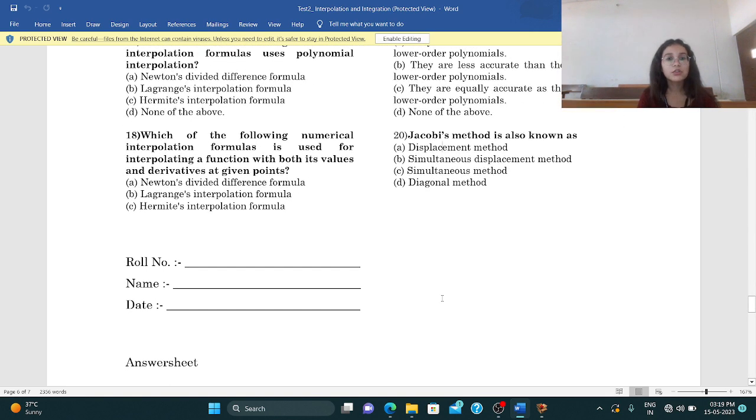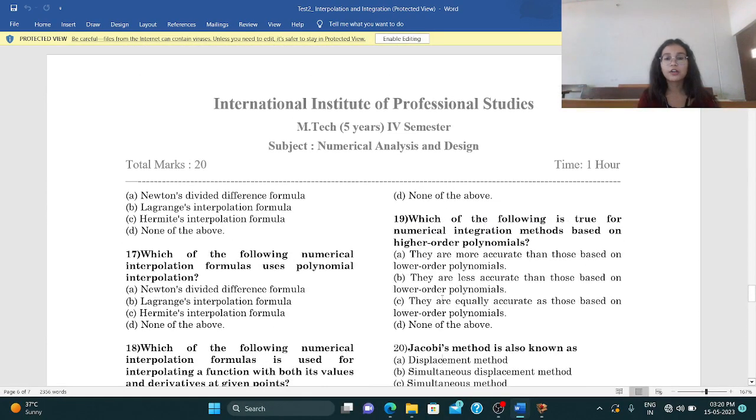Question 18. Which of the following numerical interpolation formulas is used for interpolating a function with both its value and derivative given? And the options are A. Newton's divided difference formula. Option B. Lagrange interpolation formula. Option C. Hermite interpolation formula. And option D. None of them. And the correct option is C. Hermite's interpolation formula.